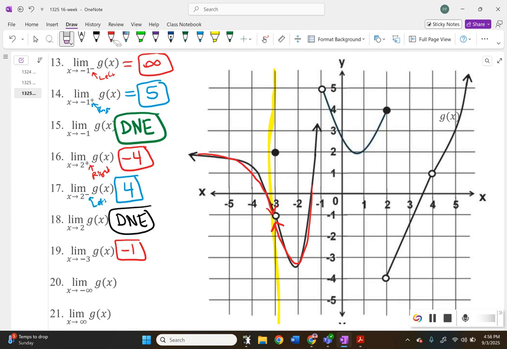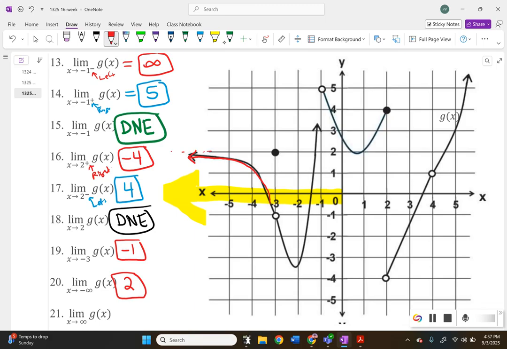Number 20, the limit as x approaches negative infinity. So here is my number line, and it's going more and more negative as I go that direction. If I start following my graph going to the left, I ask myself, are my y values going straight up, straight down, or are they leveling off at a particular y value? These seem to be leveling off around y equals 2. So this limit would be 2.